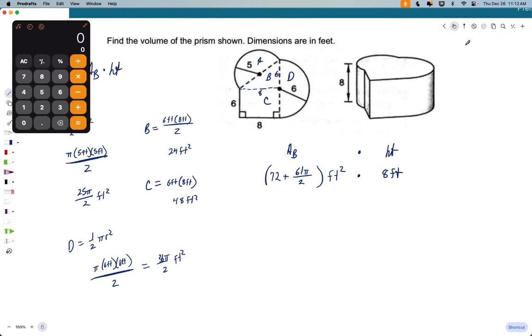So I'm going to need my calculator for this. All right, so 72 times 8 is 576. And now I've got 61 divided by 2 times 8. So what I'm going to do is say 61 times 8. This is 488. Now I have an even number. I'm going to divide that by 2. So that's 244 times pi. And all of that is feet cubed, because we have feet twice, feet a third time, feet 3 times.